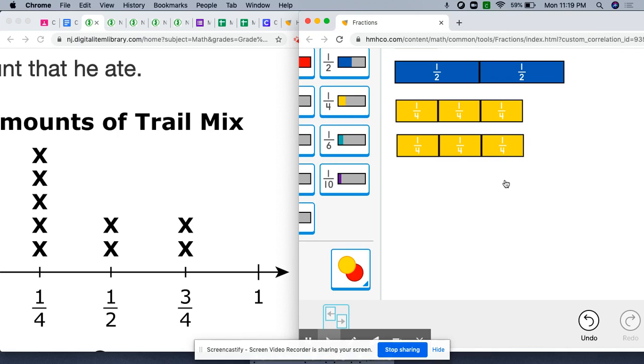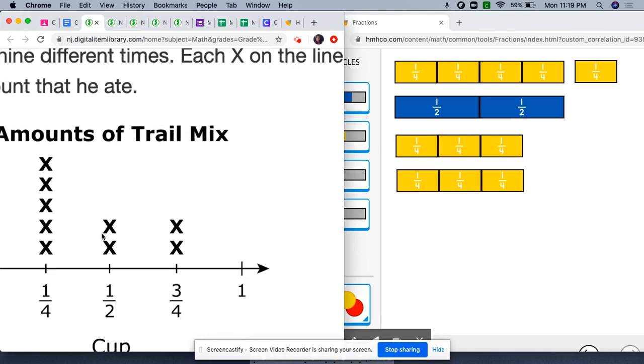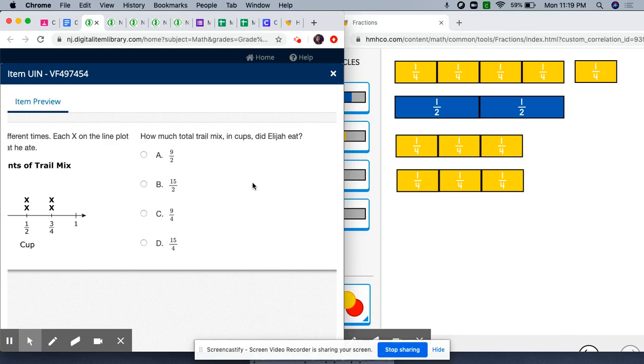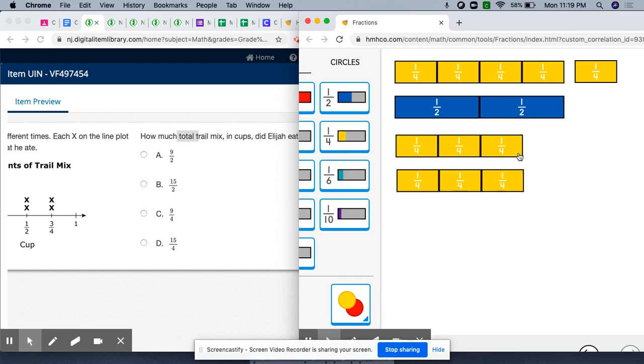Okay, so usually we want to figure out how much he had altogether. That's what this is trying to say, how much was the total. The keyword here is total. So total tells me that I need to add. So what do I need to do? Can I add fractions that have different denominators? If you remember, we can't. So I have to make sure that all these denominators are the same.